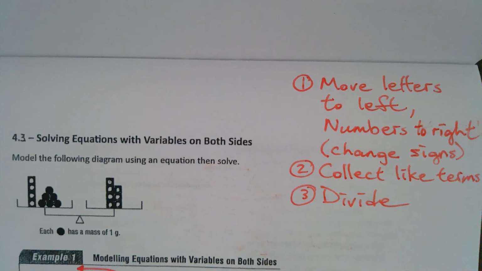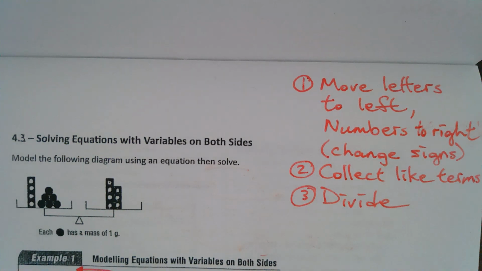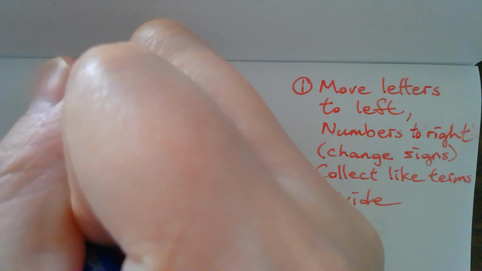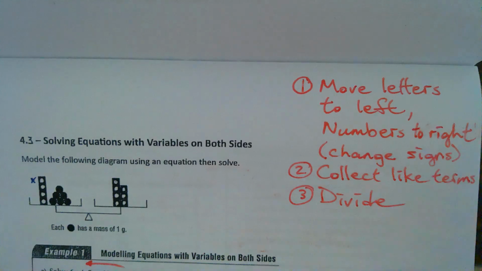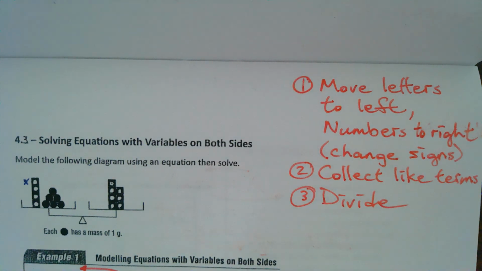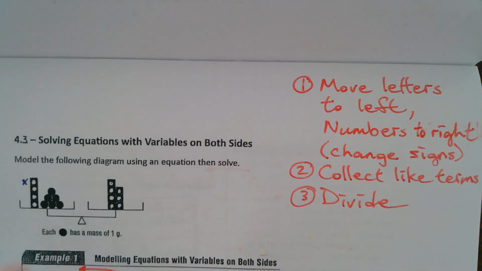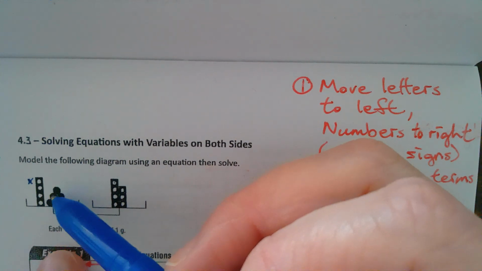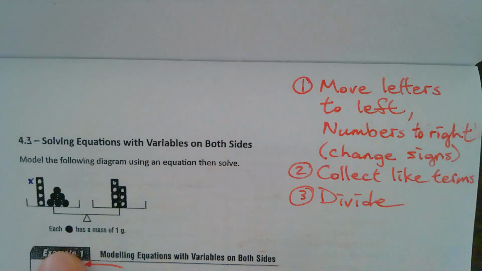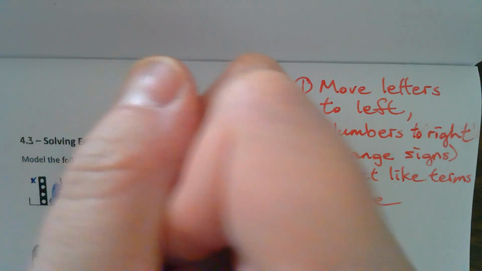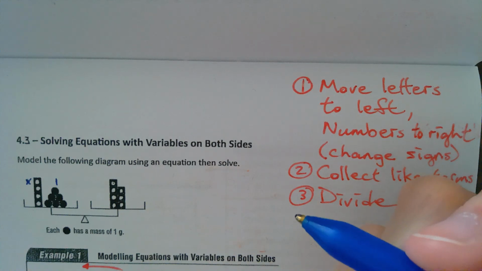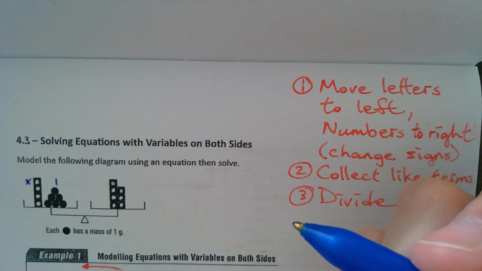So I don't know how much those blocks weigh. So let's say each of those, I'm going to call it X. If the blocks are X and these balls are ones, what expression do you have for me on the left side? I have 4 blocks and I have 6 balls.